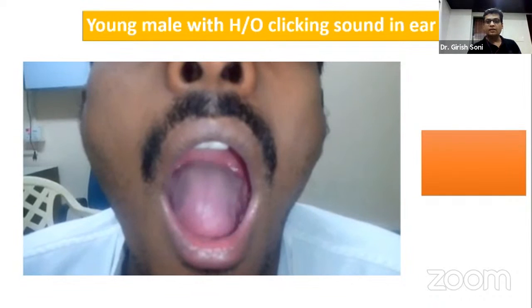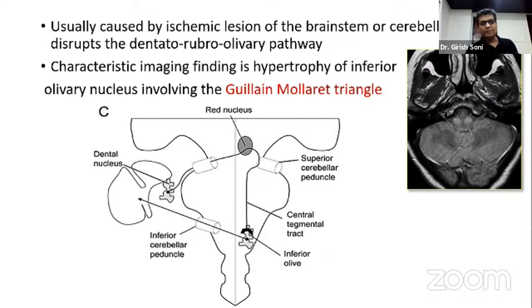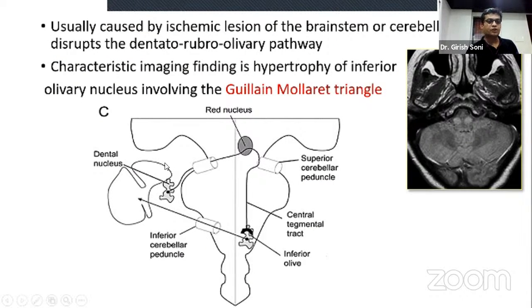As you can hear, there is a clear-cut clicking sound coming from the repetitive contraction of the palatal muscles, and the posterior part of the tongue and pharyngeal wall are also involved. So this is idiopathic palatal myoclonus. Palatal myoclonus is caused by disruption of the dentato-rubro-olivary pathway, called the Guillain-Mollaret triangle. Any lesion in this triangle can give rise to palatal myoclonus.